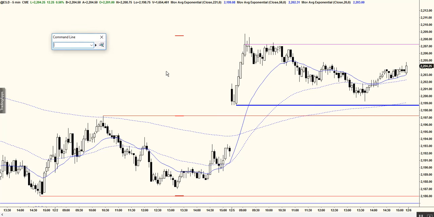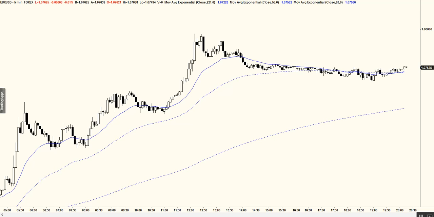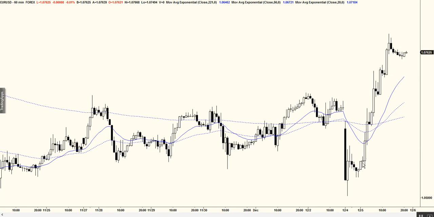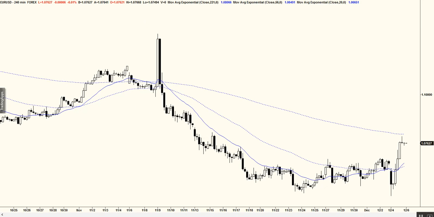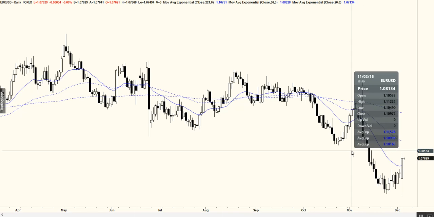Let's look at the Euro real quick. Euro had an interesting day. Fascinating rally, but it's climactic: buy climax, another buy climax, another buy climax, another buy climax. And, but look at the daily chart.